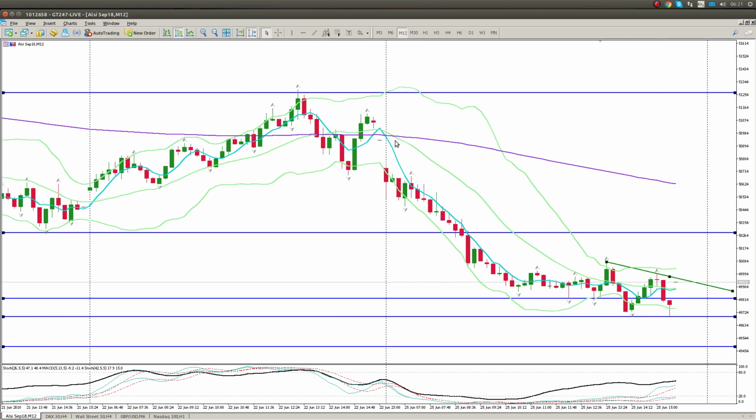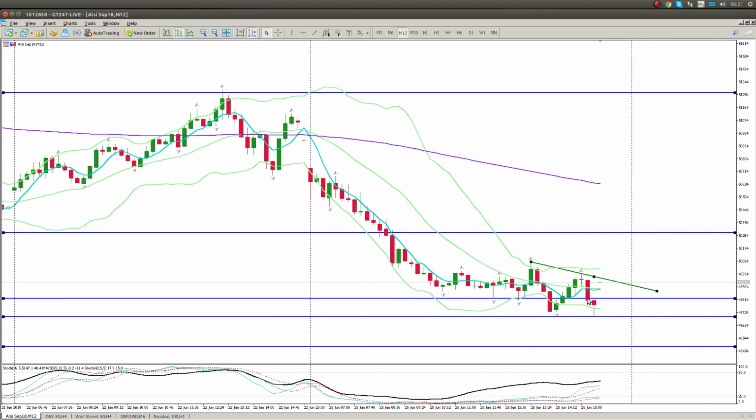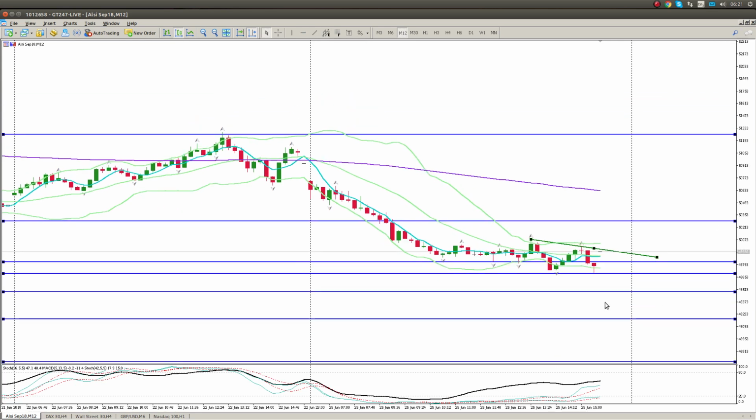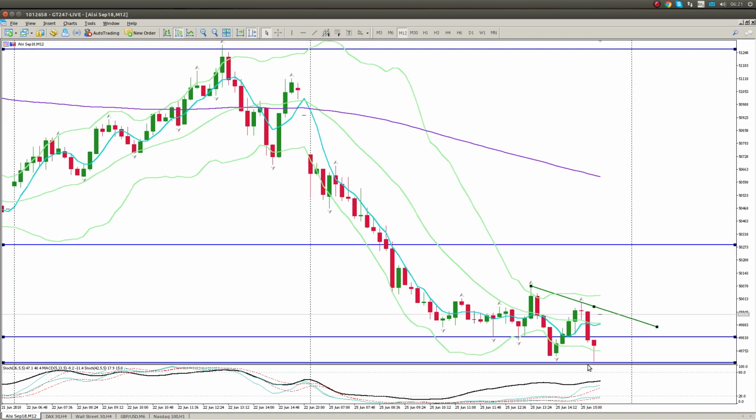Alternatively, what we're looking for is a break below the low of yesterday, and that would bring in these targets into play. Okay, so for me, it's really going to be about the position of price in relation to these two moving averages. If we are below them, we are short. If we are above them, we are long. Okay, so that's kind of the way I'm going to play it.